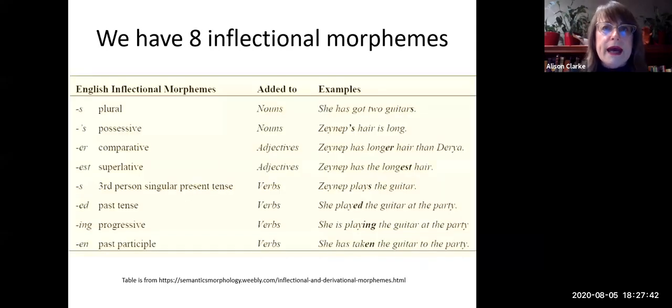So the 8 inflectional morphemes are plural, possessive, comparative, superlative, third person, past. I don't know why we still have that really, but anyway, play, I play, you play, she plays. I don't know why it's plays. I used to teach English in Mexico, and the Mexican students would be like, why do you have just that one, you know? I don't really know. Anyway, and past tense, and then progressive, and the past participle, taken, broken, that en.